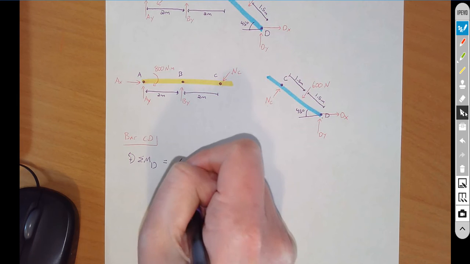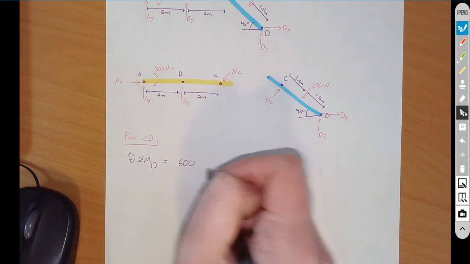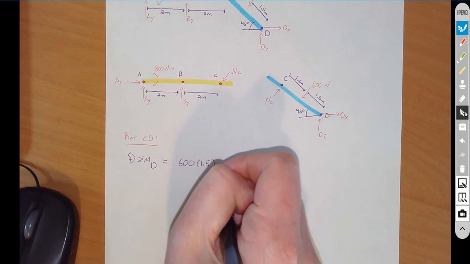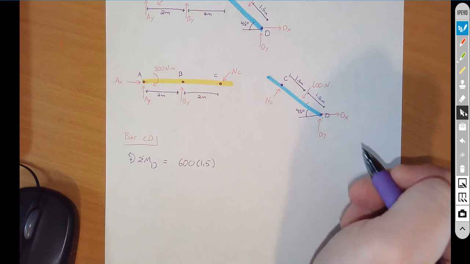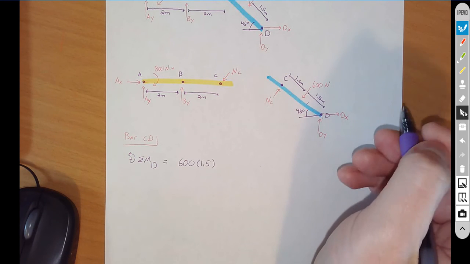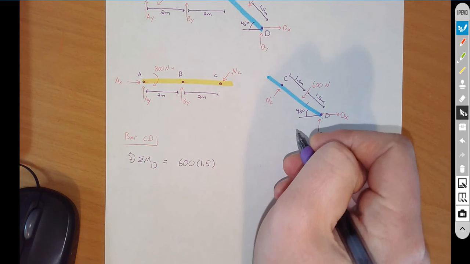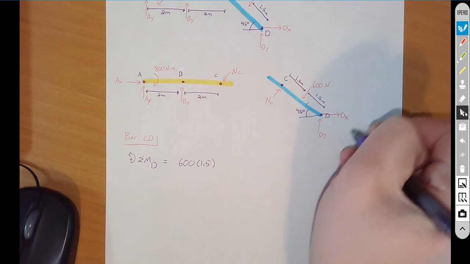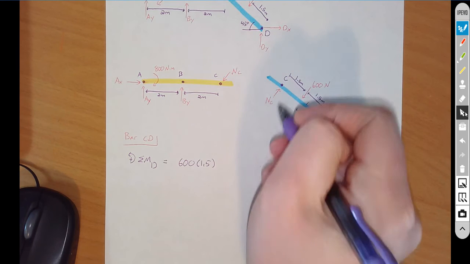So we're going to get the 600 newtons. It's going to be acting 1.5 meters away. So it is perpendicular to that bar, so I don't need to do any translation. I don't need to turn it into an XY component, which is kind of nice. It is going to produce a positive moment because it's going to go around that way.